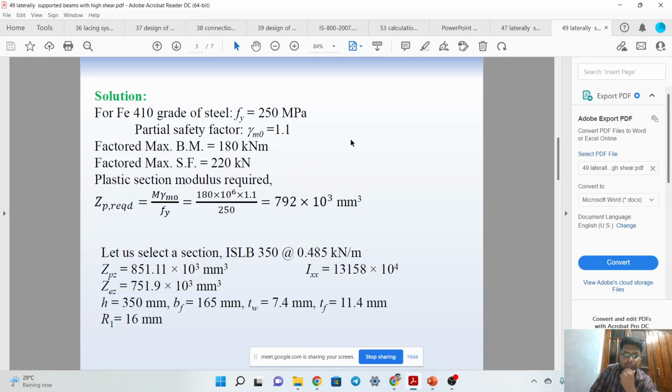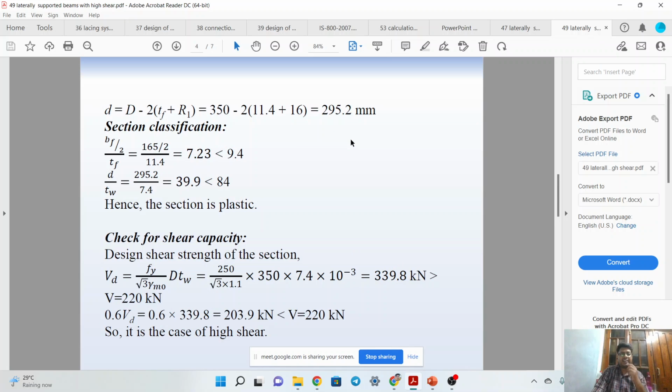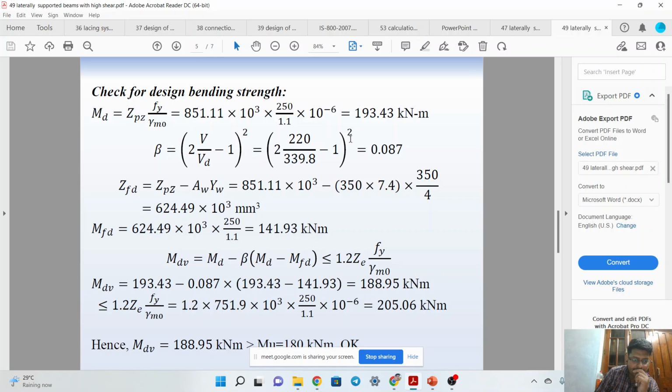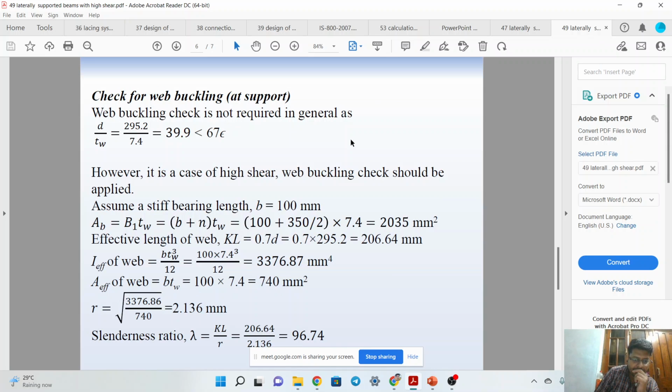When we are calculating r minimum. See here and tell me in which slide. R minimum, yeah, here. Okay. So r minimum is I upon A. So here, t w cube upon 12. Now this is for the lateral section. Lateral section dimensions, means lateral section. Yes, the effective area of web has been calculated here as t w and b t w cube upon 12.